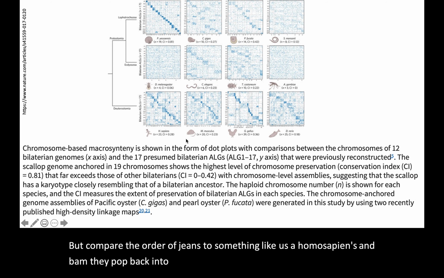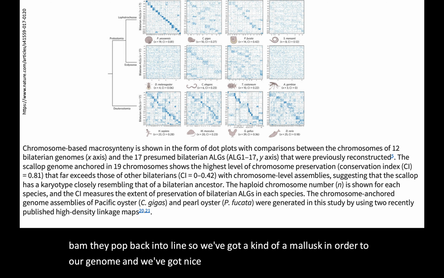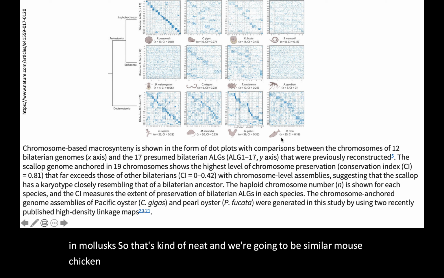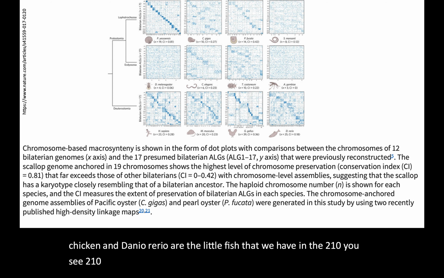So we've got a kind of a molluscan order to our genome, and we've got nice matches for a lot of things that you find in mollusks. So that's kind of neat. And we're going to be similar to mouse, chicken, and Danio, which are the little zebra danio fish that we have in 210, UC 210.